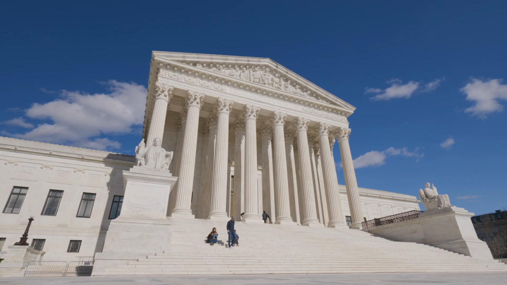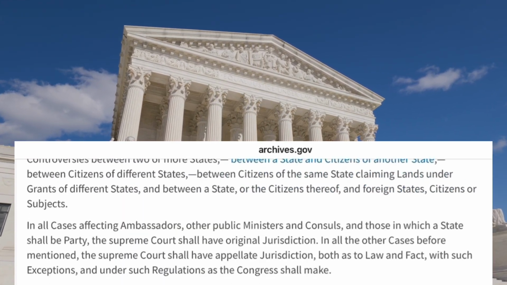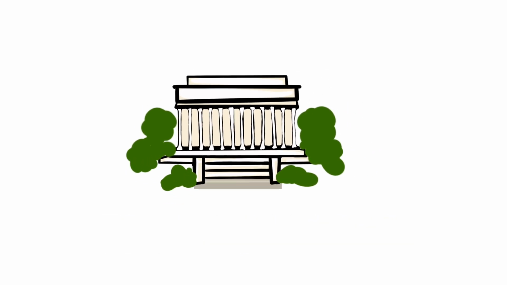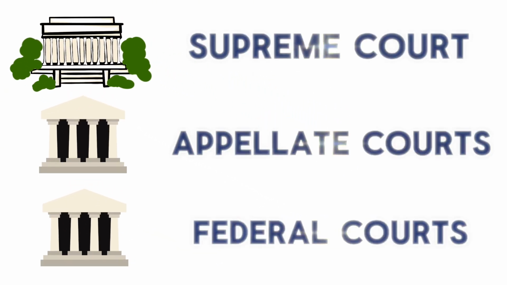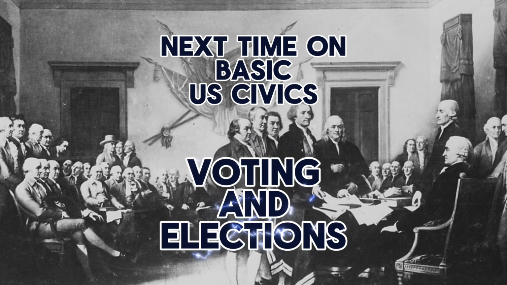The 3rd branch of the U.S. federal system is the Supreme Court, created by Article 3 of the Constitution. The Supreme Court is the judicial branch. They oversee all the federal and appellate courts and rule on cases brought before the court either directly or through the appeals process. Keep an eye out for our 2nd video in this series on basic civics.